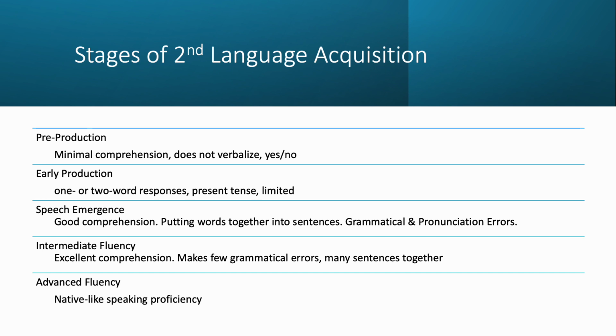Decent comprehension, putting words together into sentences. There will still be grammatical and pronunciation errors, but you will be understood. And then you may emerge as an intermediate level speaker. Excellent comprehension, you'll make less grammatical errors and be able to start stringing sentences together before you can emerge as advanced fluency or an advanced level speaker. To achieve a native-like speaking proficiency, it would be hard to distinguish a first language speaker from an advanced second language speaker.